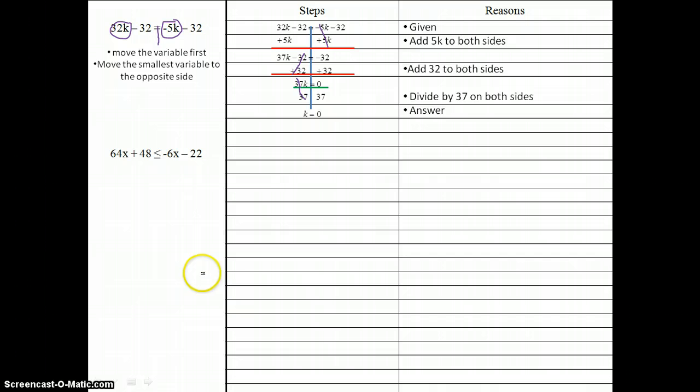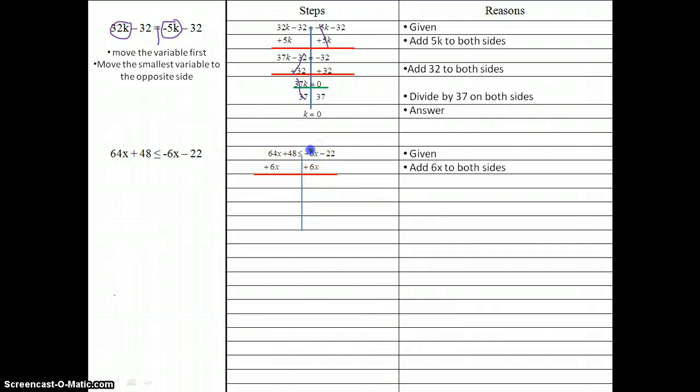Let's look at the next equation we have. We have 64x plus 48 is less than or equal to negative 6x minus 22. So again, there's no parentheses, so we're not going to distribute. There's no like terms on each side, so we're not going to combine like terms. But there are variables on both sides. We have 64x on one side and negative 6x on the other side. So our first step is going to be to move the variables. Well, which one's my smallest variable? Negative 6x. So I'm going to add 6x to both sides.